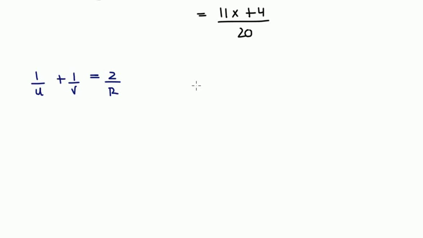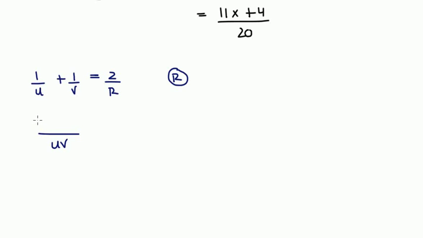Question 5. We have 1 over u plus 1 over v is equal to 2 over r. And we're asked to find r in terms of u and v. So we want to make r the subject. The first thing I'm going to do is deal with the left-hand side. Because I have two fractions, I want to make them into a single fraction. So 1 over u plus 1 over v. A common denominator is uv.